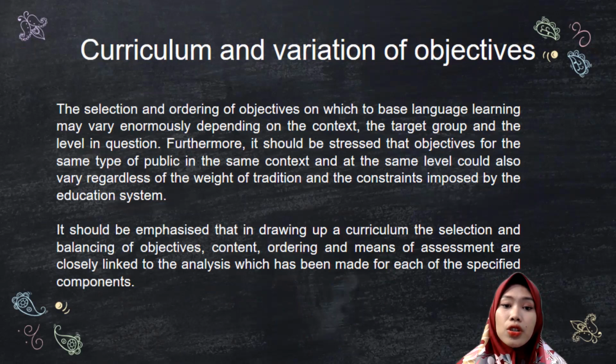The selection and ordering of objectives on which to base language learning may vary enormously depending on the context, the target group, and the level in question. Furthermore, it should be stressed that objectives for the same type of public in the same context and at the same level could also vary, regardless of the weight of tradition and constraints imposed by the education system.